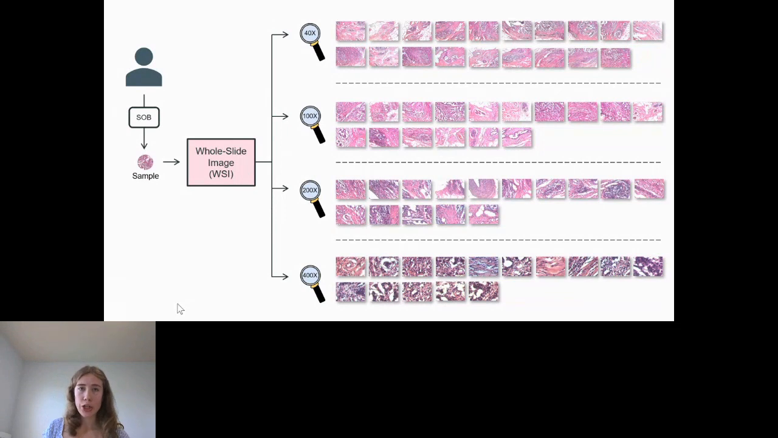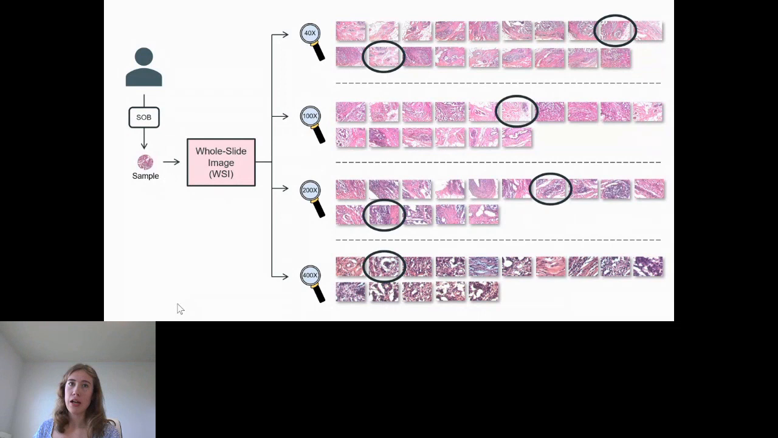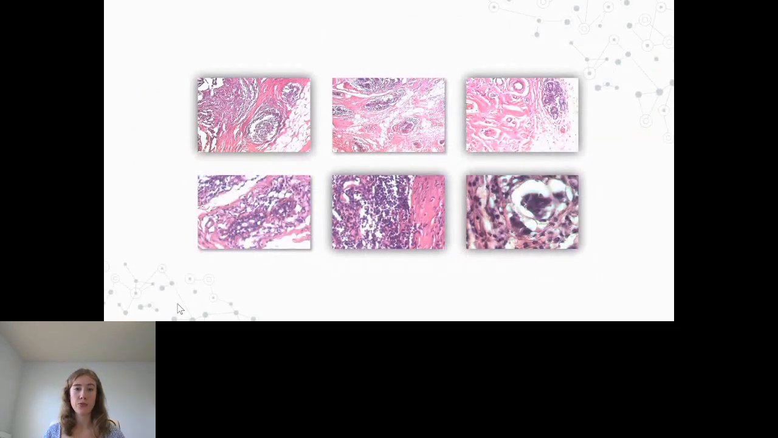Now, in our work, each of these images is thought of as a multi-instance learning bag, and we select a random number of bags from each patient, and then we randomly choose the number of patches to extract from each bag. So we can extract 1, 5, or 10 patches from each of these bags, like so.